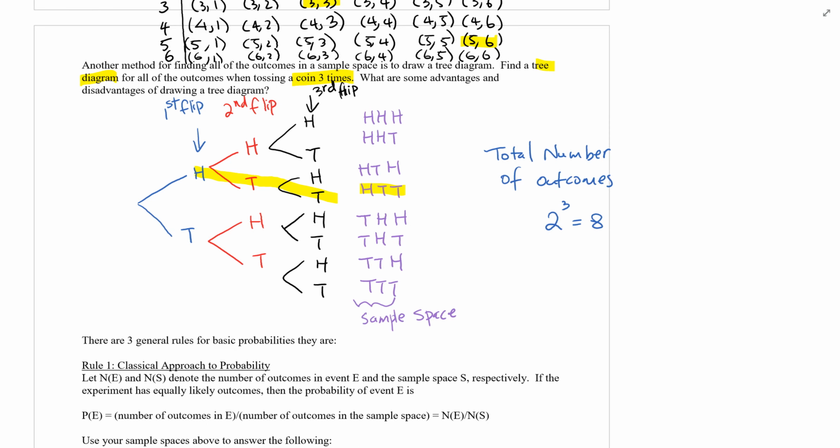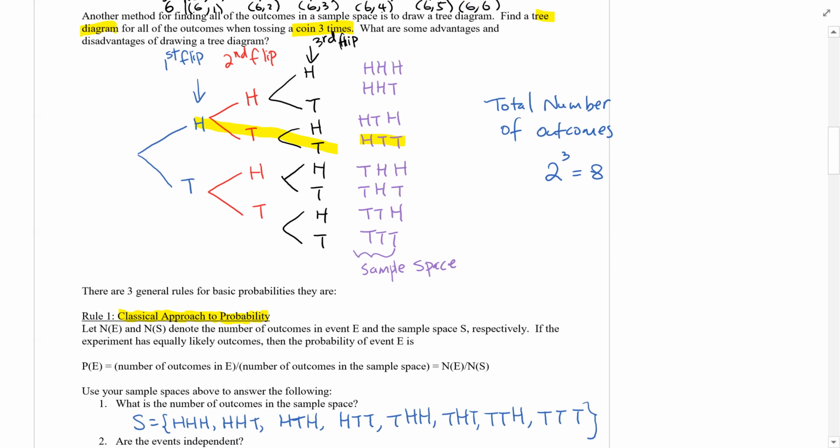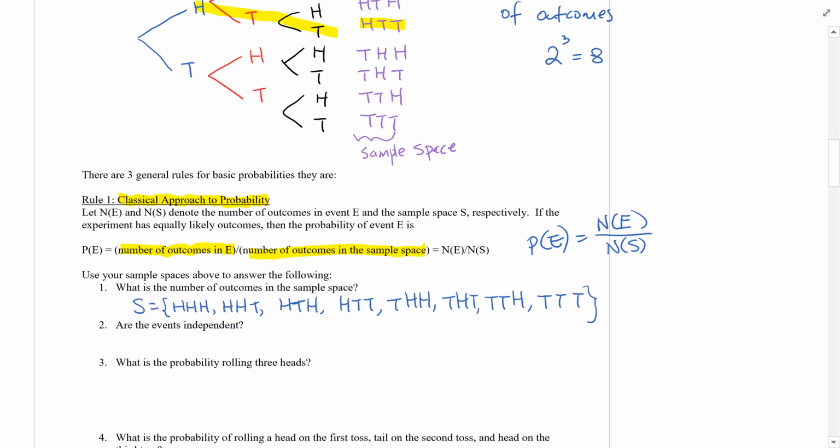All right, let's use the general rule number 1 to find probability. The first one is the classical probability, the classical approach. To find the probability, let E represent that particular event. Then the probability is equal to the number of outcomes in E over the number of outcomes in the sample space. In a shorter form, you can write it as P of E is equal to N of E over N of S. N of S means the total number of outcomes in the sample space. Right? So let's use that to answer the following questions.